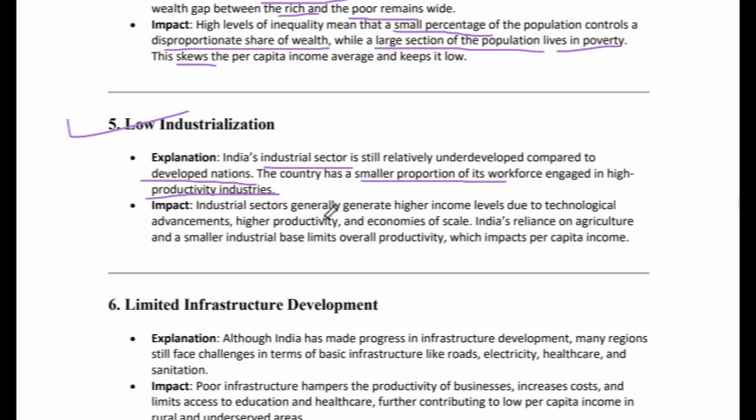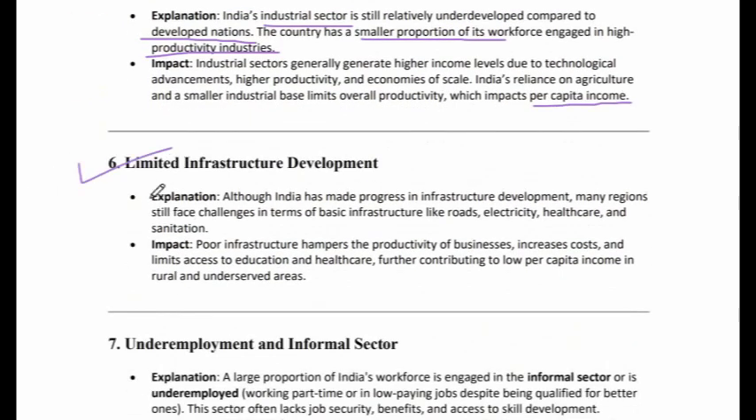industrial sector generally generates higher income level due to technological advancement, higher productivity and economies of scale. India's reliance on agriculture and small industrial base limits overall productivity which impacts per capita income. इसकी वजह से per capita income पे impact होता है क्योंकि बहुत कम population high quality high productivity industries में employed है. और sixth, we'll go for the sixth one.